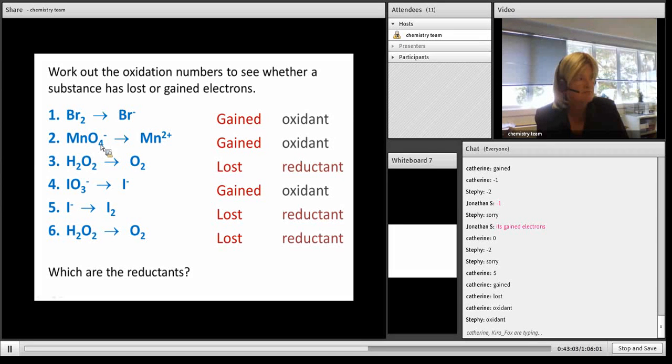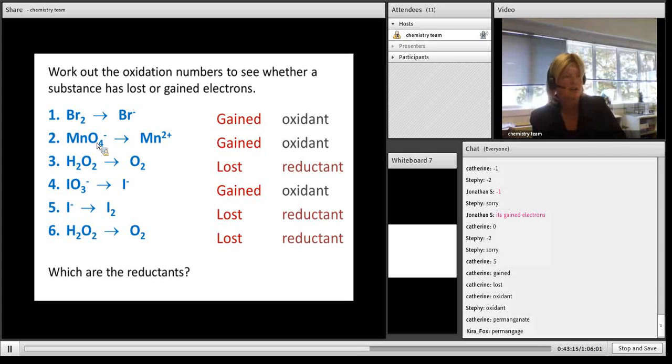Is it manganese or is it permanganate? It's permanganate. So when we talk about oxidant and reductant, it's always the reactant, and the reactant in this case is permanganate. The element manganese has changed its oxidation number, but it's only in that form of permanganate. So you've got to be specific that permanganate is the oxidant, and don't just say manganese. Or iodate is the oxidant, not iodine.